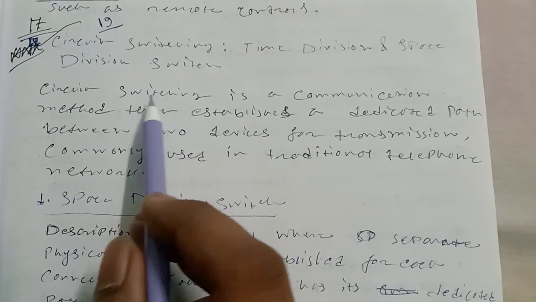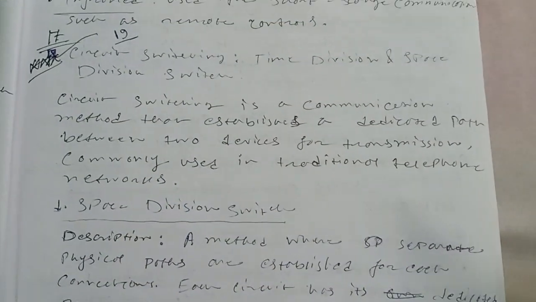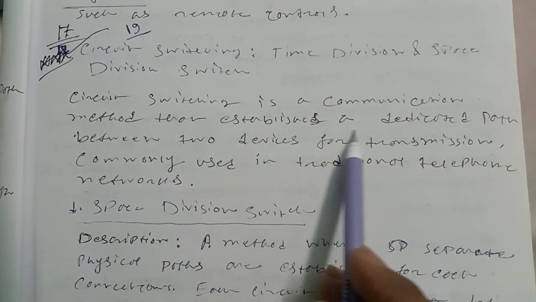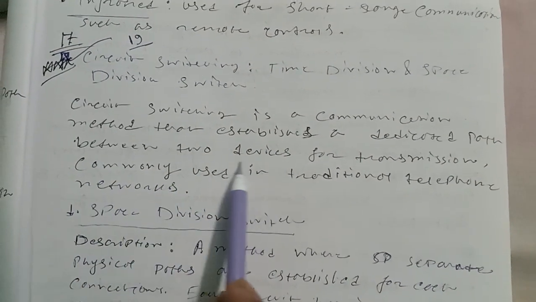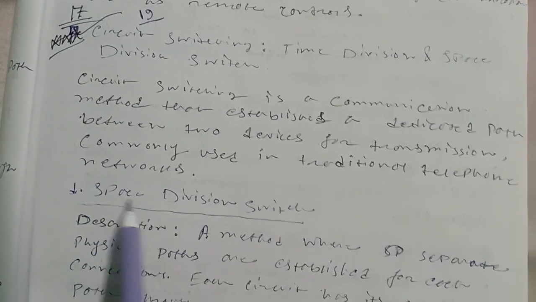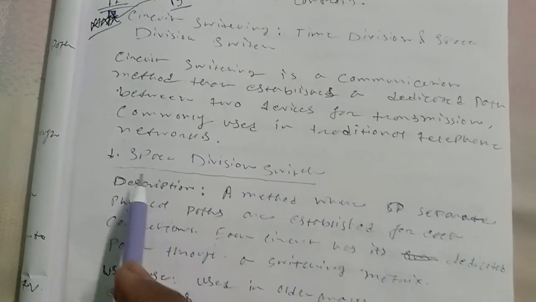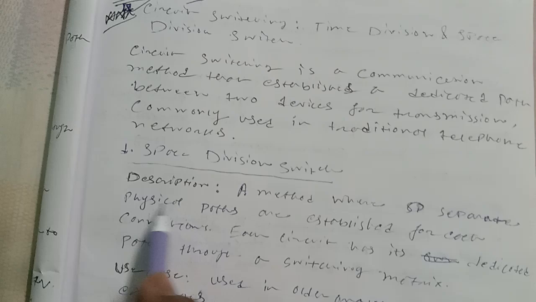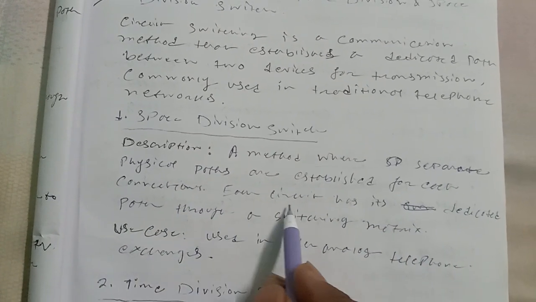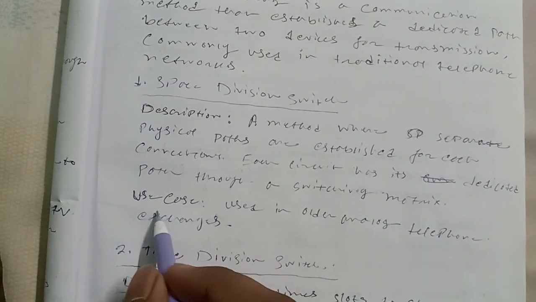Now we will see circuit switching, time division, and space division switches one by one. Circuit switching is a communication method that enables a dedicated path between two devices for transmission, commonly used in traditional telephone networks. Space division switch is a method where a separate physical path is established for each connection. Each circuit has its dedicated path through a switching matrix.